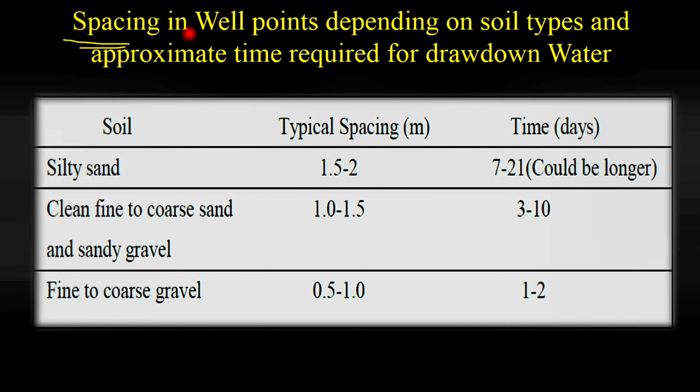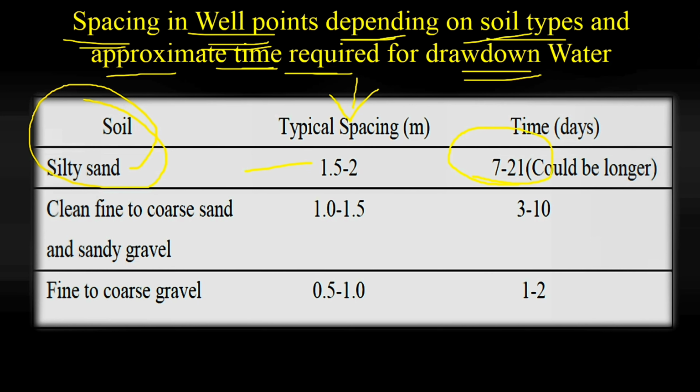Now students, consider one thing: we did not consider any numbering system in terms of well points. We did not find out the number, that means how many well points we need to install. We did not discuss that. We are just providing the spacing. It is up to you. I may use 5, 10, 15, 20, 50, 100, whatever number of well points need to be installed. It is up to me.